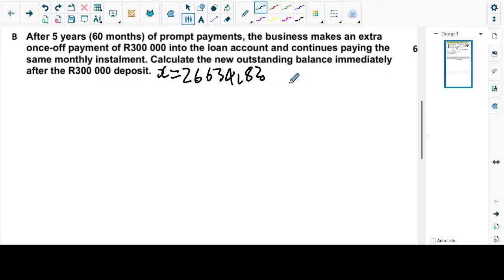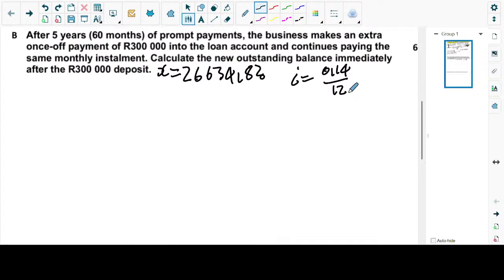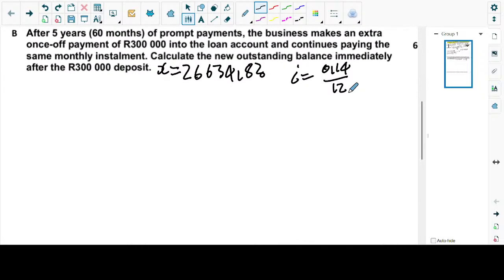Now, they say our I hasn't changed. They didn't say anything about I. So our I is still going to be 0,14 divided by 12. Remember, this I is our interest as a percentage. Now we're going to change it into decimal, and because it's compounded monthly, we divide by 12.